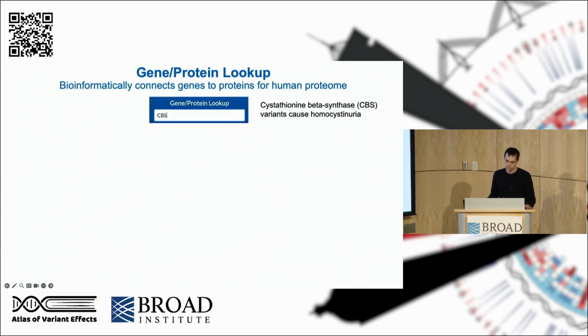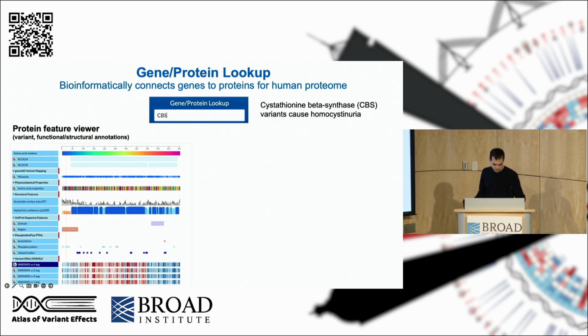So CBS, or cystathionine beta synthase, is an enzyme which catalyzes the reaction to convert homocysteine to cystathionine. Rare variants in CBS are the primary cause of homocystinuria, which is a rare disorder where the body can't properly metabolize methionine. So here we search the CBS gene, and then we're going to look at the sequence features. And we could see there's some MAVE readouts down here.